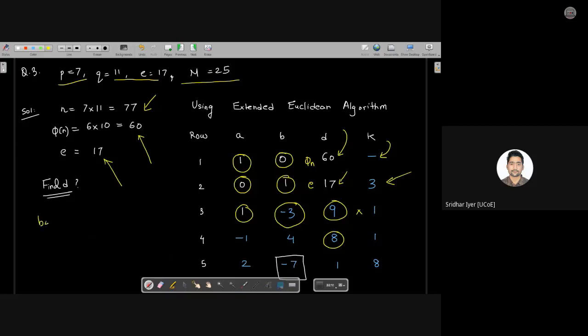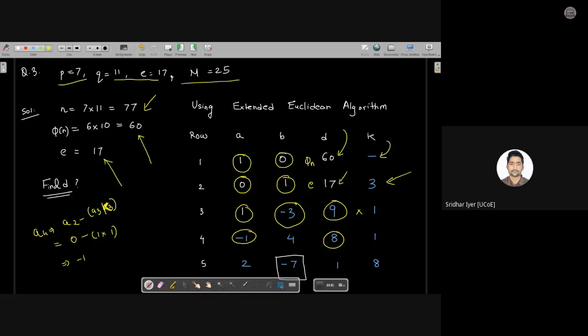Now we need to find B4. Now B4 is equal to B2 minus B3K3. What is B2? B2 is 0. It will be 0 minus B3, that is 1, into K3, that is 1. So it is minus 1. That is what is written over here. And with the similar logic, sorry, this was A. I have written B over here by mistake. It is going to be A. That is A4 is equal to A2 minus A3K3, K3 just for reference.